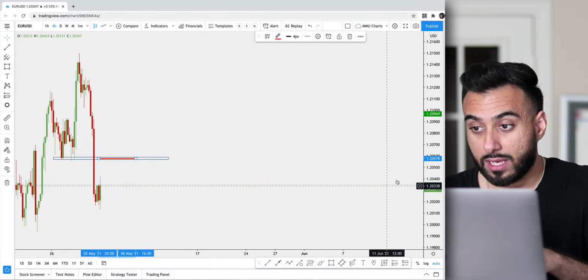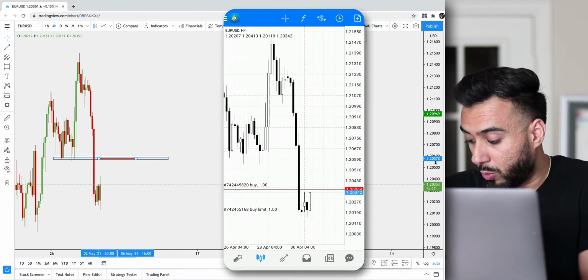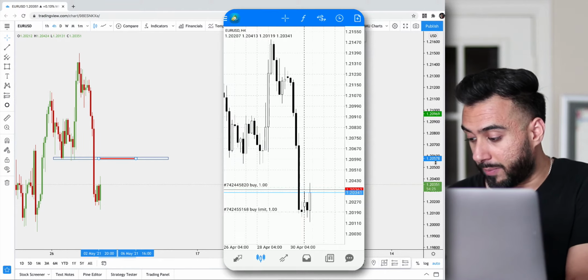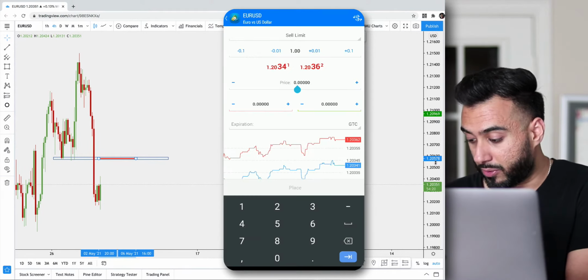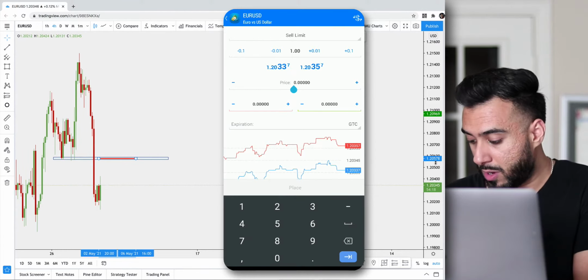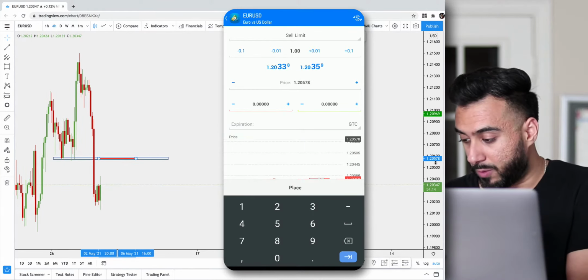So in this case, our sell limit would be at 1.20578. So what would we do? We would just open up a new order and we would do sell limit. And for the price, we would just go and do 1.20578 and we would hit the sell limit. And this order is now scheduled.